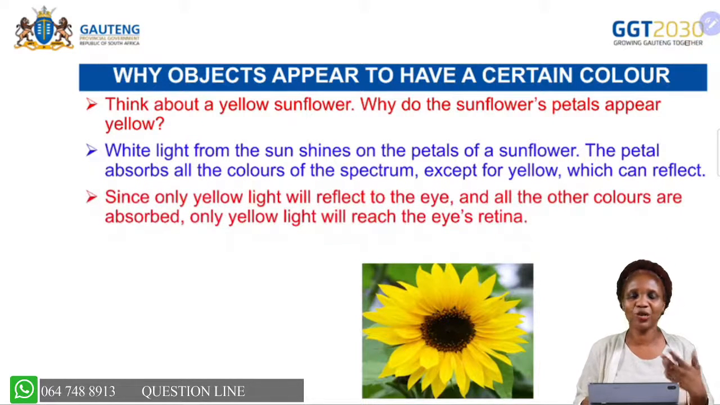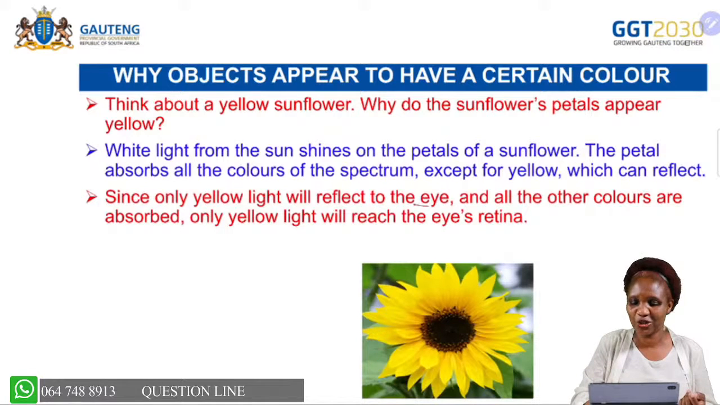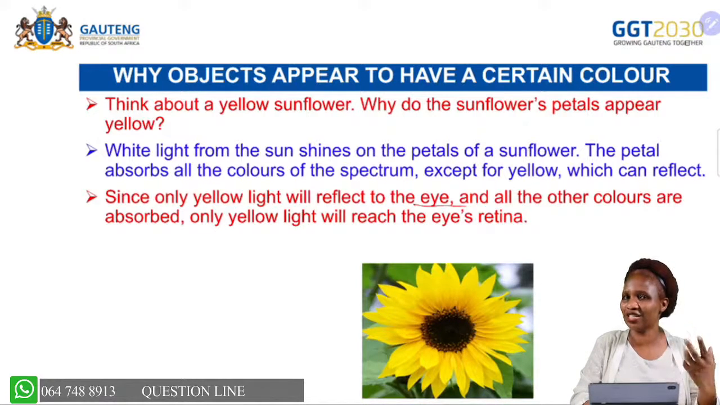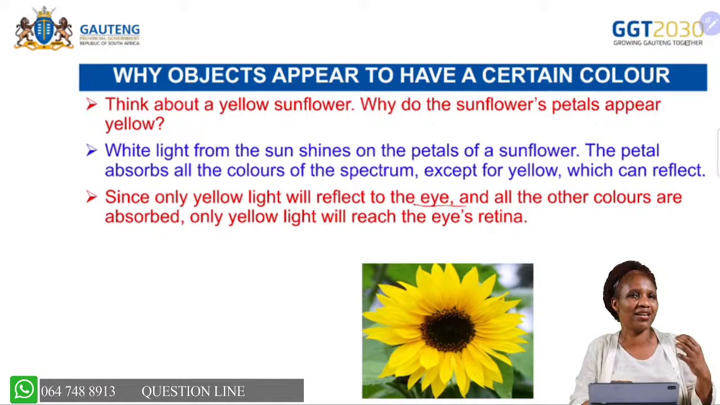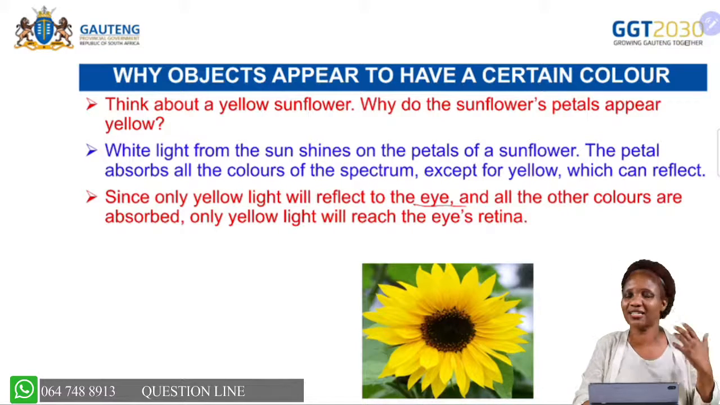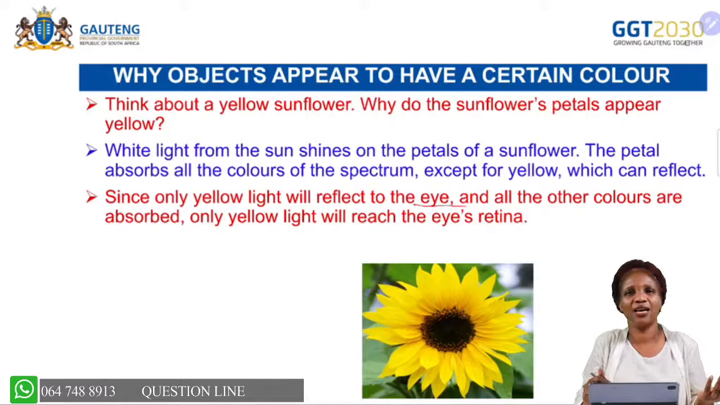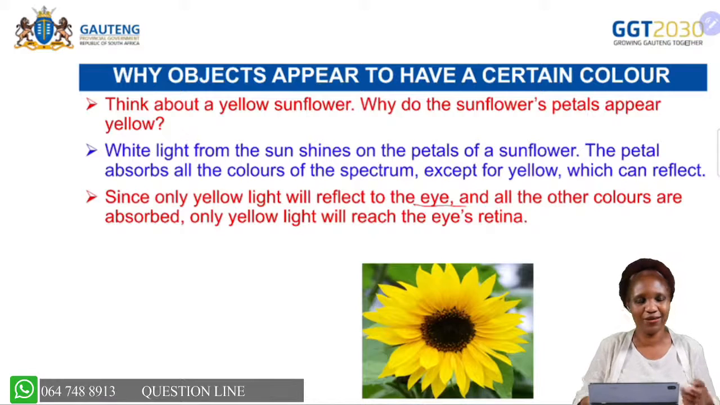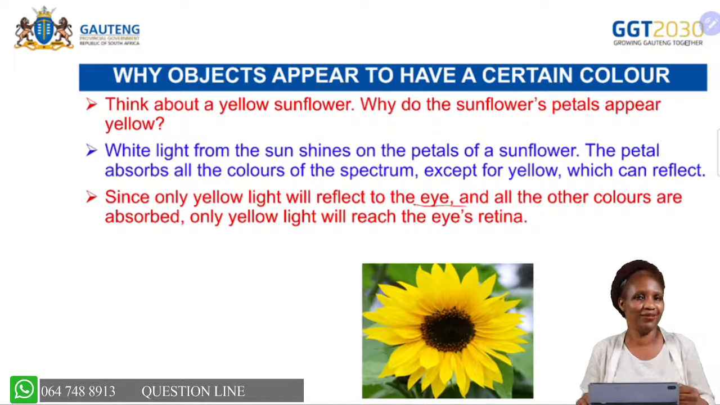Okay, since only yellow light will reflect to the eye and all the other colors are absorbed, only yellow light will reach the eye's retina. And then it will be transported through the optic nerve to the brain. And then the brain will interpret it as yellow. That's why we see a yellow sunflower. Okay. And what about the other colors of the spectrum? They will be absorbed. Okay.